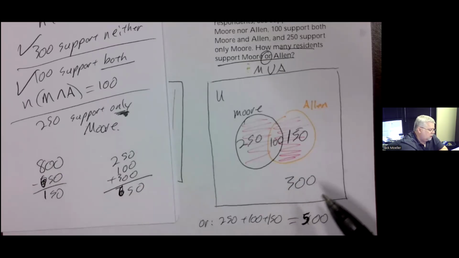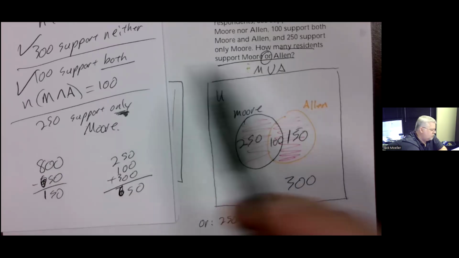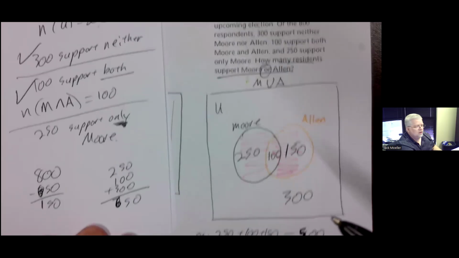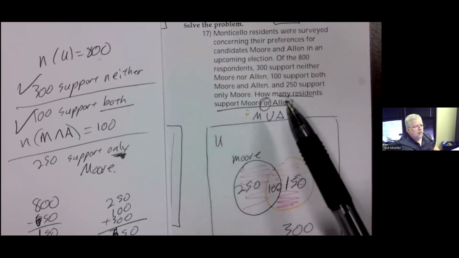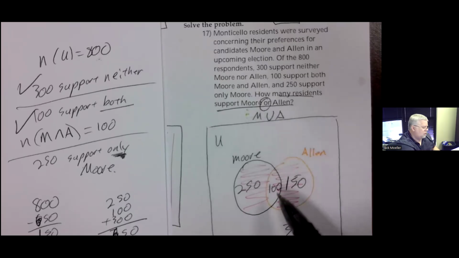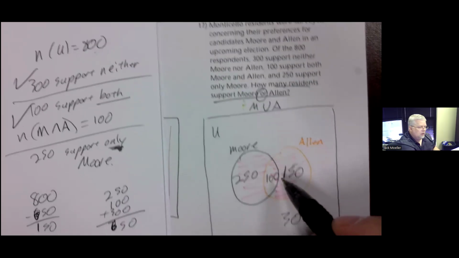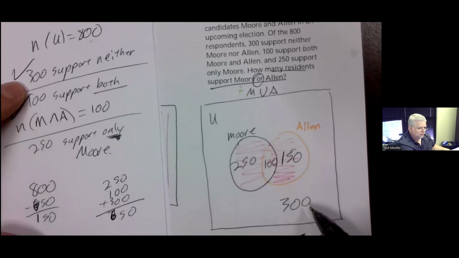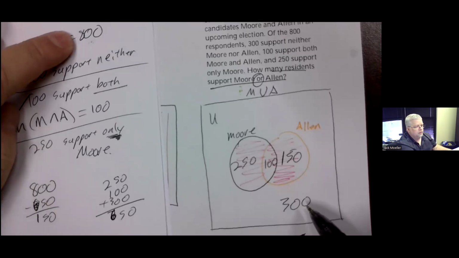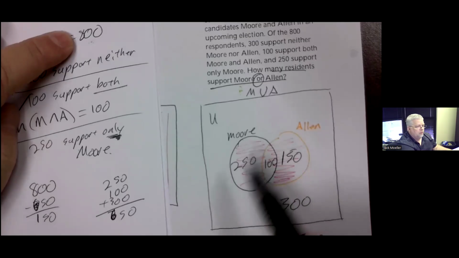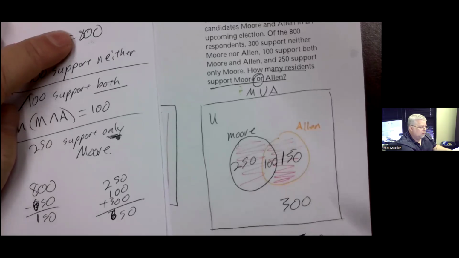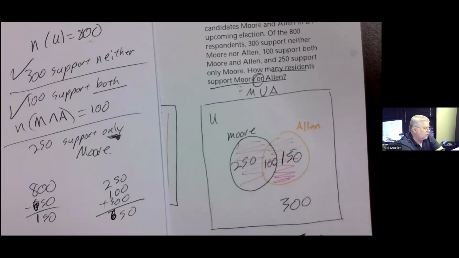Yeah. But now, 500 people supported either candidate, 300 didn't. Now, here's another thing. Did we have to do all of this? Well, it depends on how comfortable you are with the content. So how many residents support Moore or Allen? If I knew that I'm looking for inside the circles and I was given the fact that 300 support neither, then I could have right off the bat just done 800 minus 300. Because 300 support neither, that means everybody else supports one or the other or both. So I could have got that a little bit quicker, but that's only if you're more comfortable with the content.